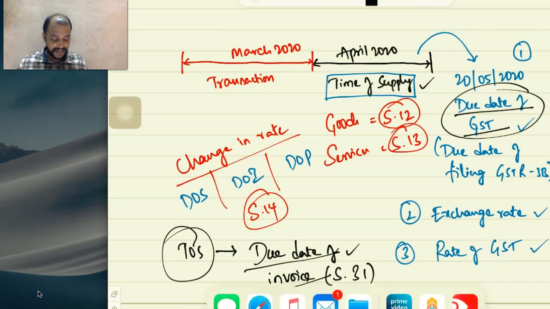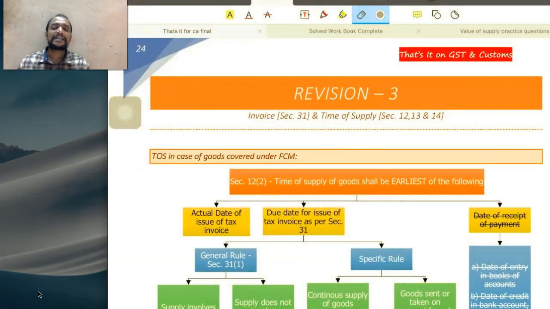So now I am starting with section 12. When section 12 is applicable, if it is goods, in that section 12, we are starting with forward charge mechanism. That's the first situation. First situation, forward charge mechanism. So goods covered under forward charge mechanism. Goods which are covered under forward charge mechanism, that is given in section 12 subsection 2.